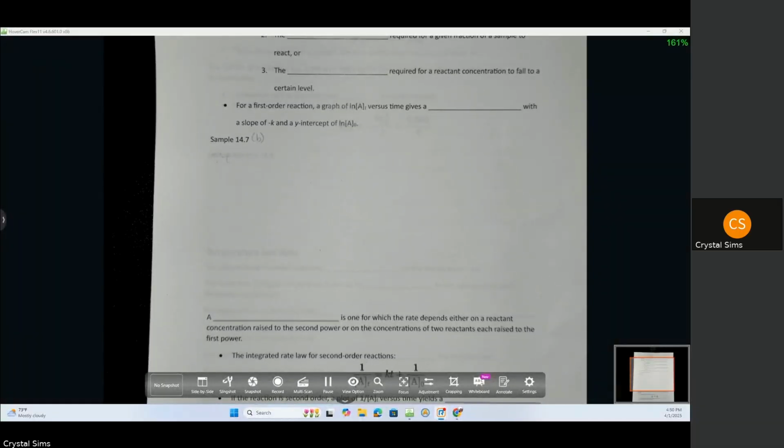This is a continuation of chapter 14, which is on chemical kinetics. I'm just going to finish going through the notes and work a few more problems for you. I realized after you left class today that I didn't actually finish the second half of sample exercise 14.7. I'm going to take a few minutes now and work through the rest of this problem.